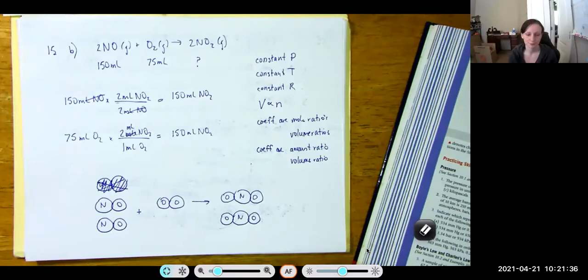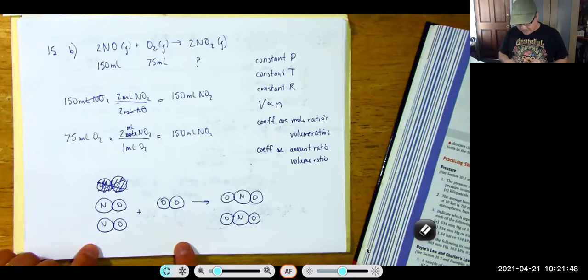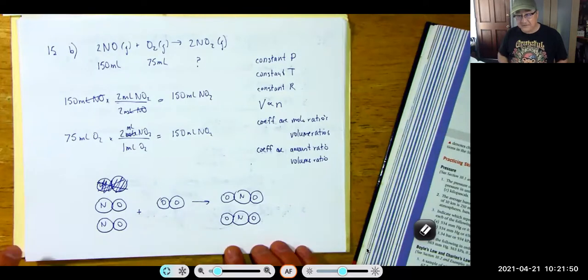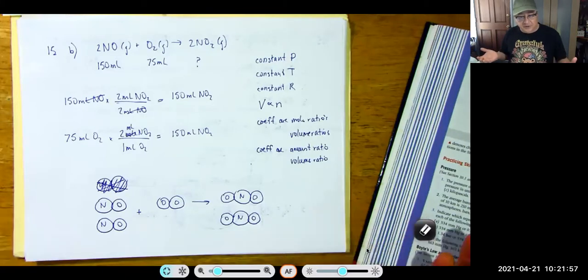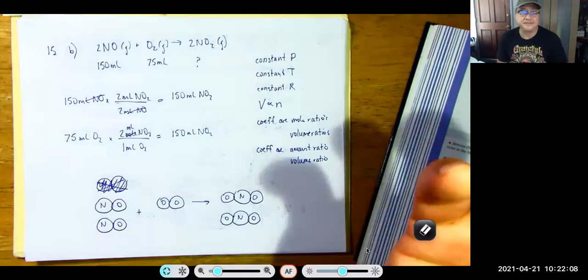Oh, yeah. How many nitrogen atoms here on the left? 2. How many on the right? 2. How many oxygen atoms total on the left? 4. How many on the right? 4. So did we start with 2 nitrogens and 4 oxygens and end up with 2 nitrogens and 4 oxygens? Yeah. Have we lost anything? And the answer is no. All we've done is we've taken 3 things and recombined them, so now they're 2 things.